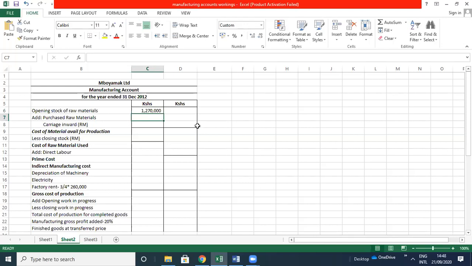Then from there we add purchases of raw materials. Someone to give us the cost of purchased raw materials. Good, 4576,750. Any carriage inwards? Someone to give us carriage inwards.